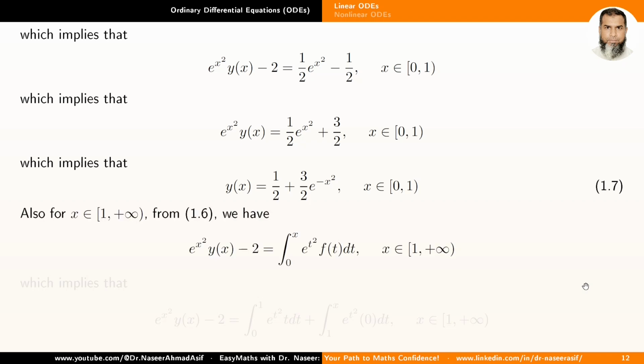Also for x belonging to the closed interval 1 to plus infinity, from equation 1.6, we have exponential x square into y of x minus 2 is equal to integral from 0 to x of exponential t square f of t dt, where x belongs to the closed interval 1 to plus infinity.